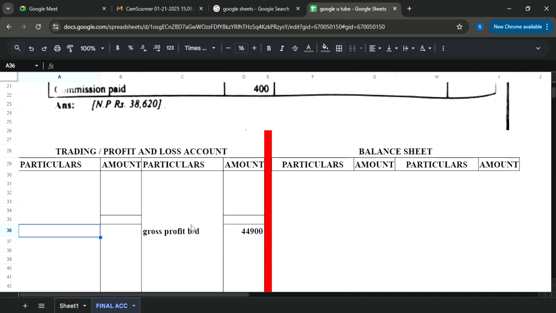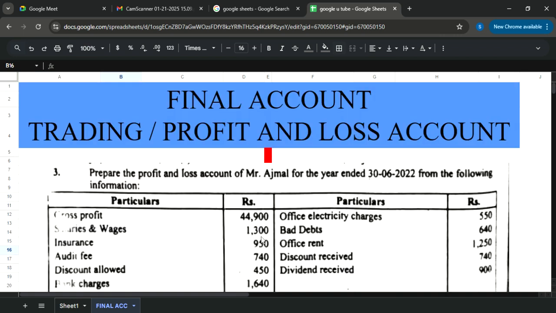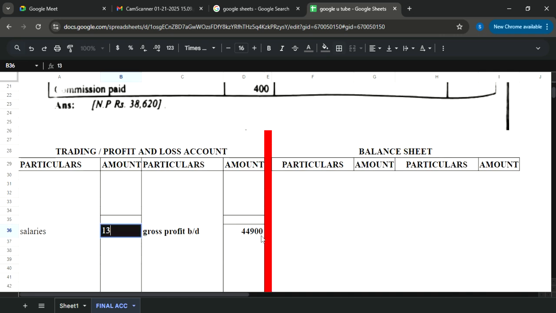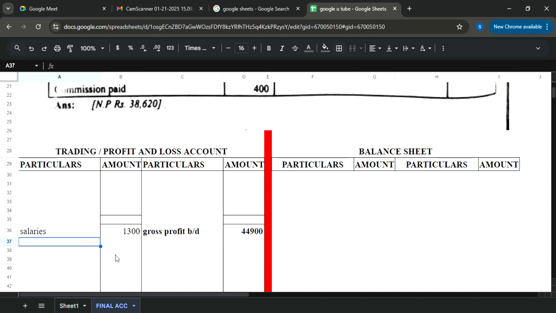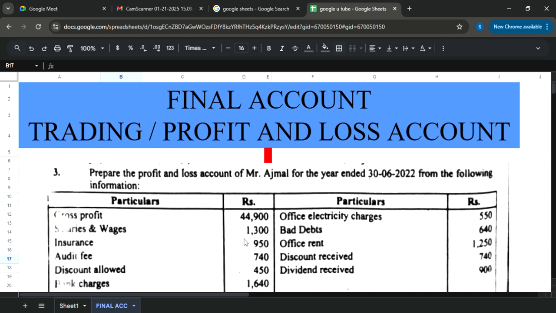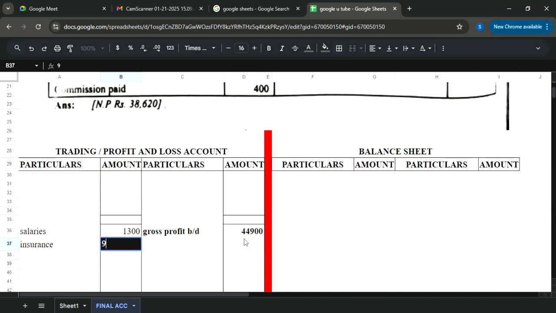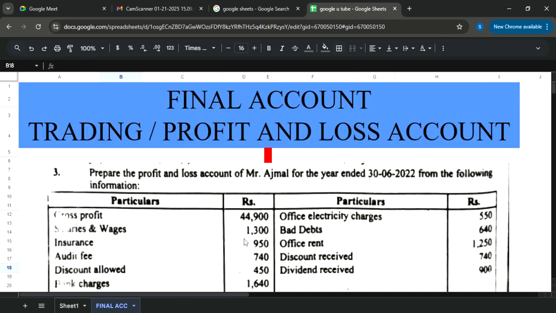Come over here, expense side. Salaries 1300. Write down. You may ask that wages are also written, but you will be concentrating and focusing upon the first word, that is salary. So we have considered it salary. Insurance, again expense. So you will write insurance over here. How much? 950. Write down 950.